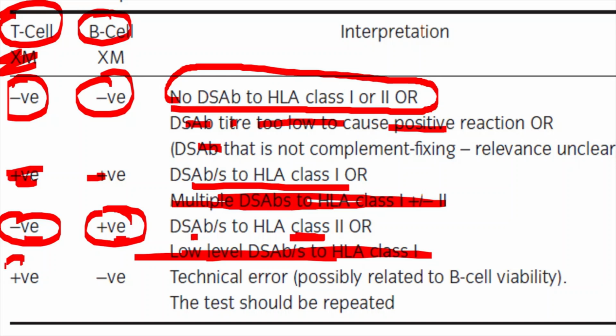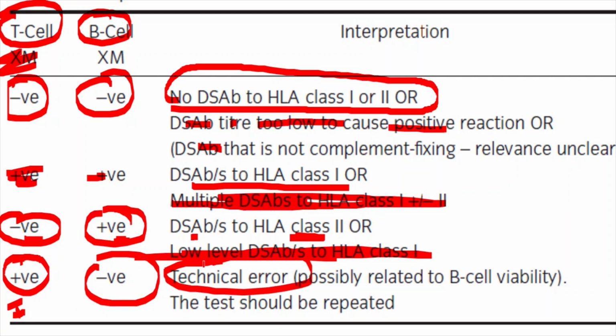Is it possible to have T cell positive and B cell negative? T cell positive means HLA1 is positive, while B cell is negative. Impossible, because B cell also contains HLA class 1. So this is because of some technical error. You have to repeat the investigation. So these are all the various possible combinations of the CDC report.